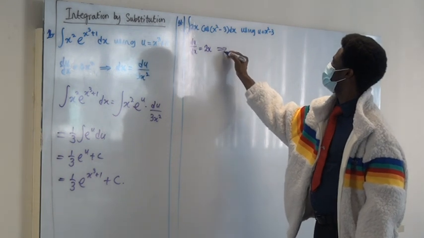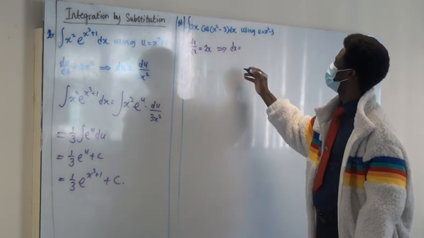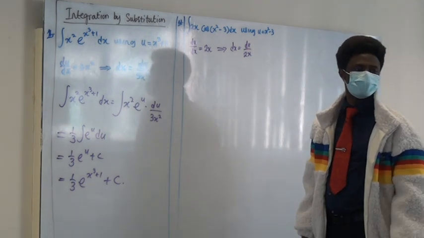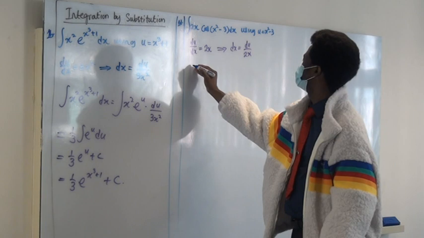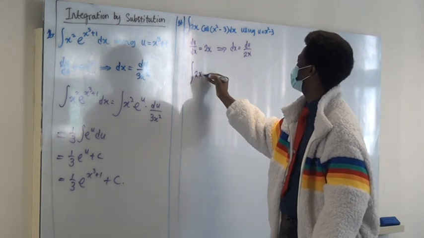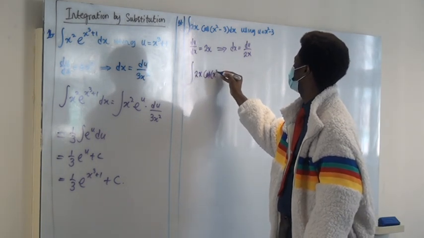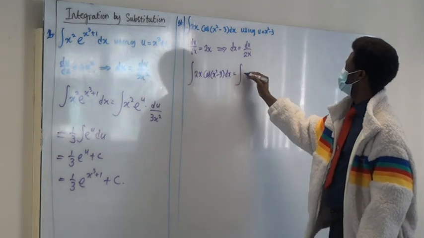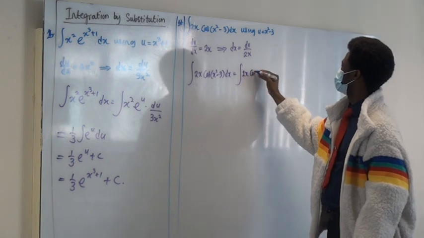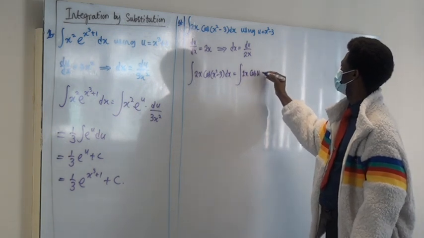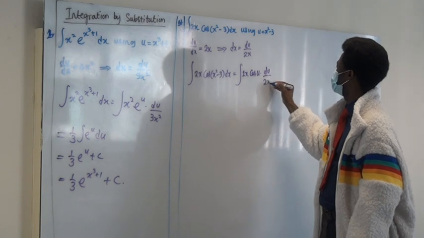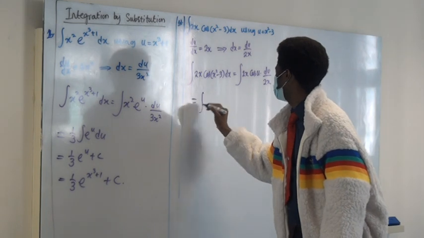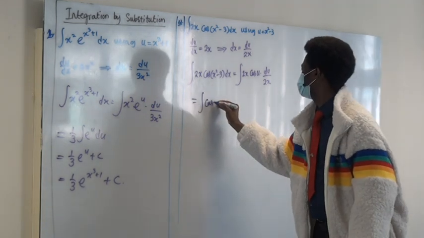2x. And that implies that your dx is equal to du over 2x. Okay? So if you substitute, the original function now is what? Integral. So I always like to write the original problem first. It's now becoming the integral of 2x cos u du over 2x. So even the 2 is gone. So we are left with the integral of cos u du.